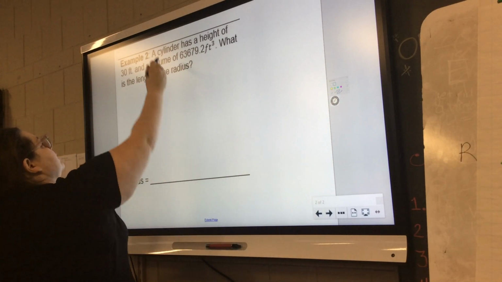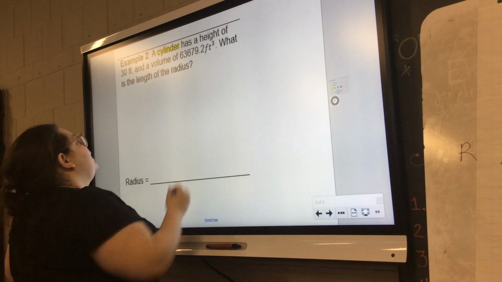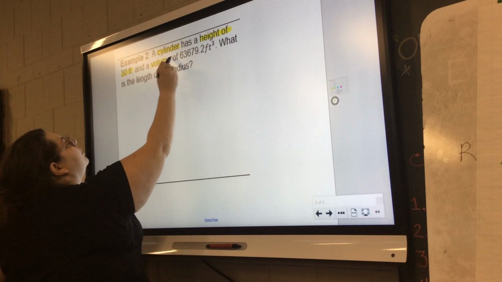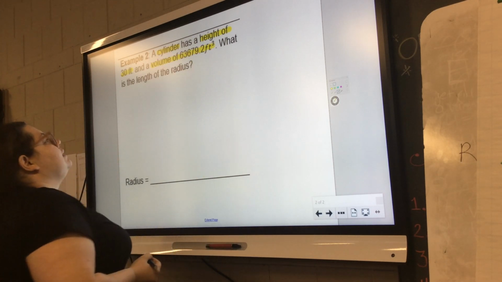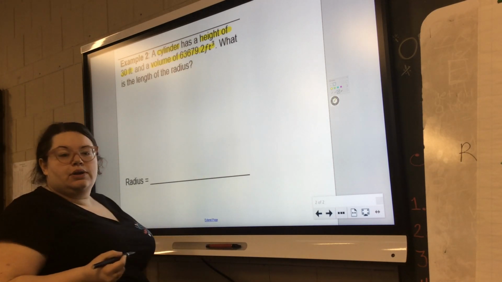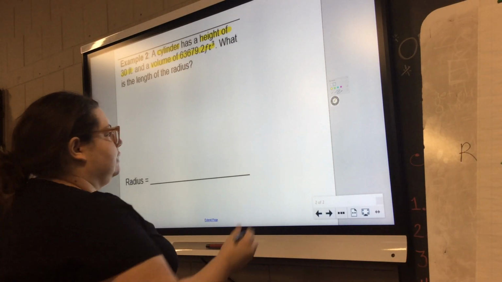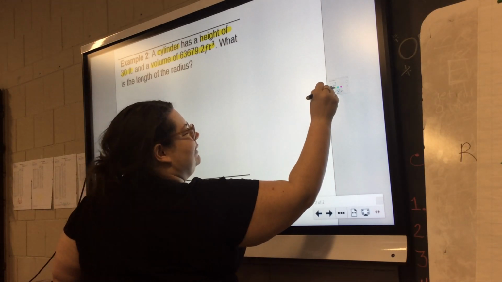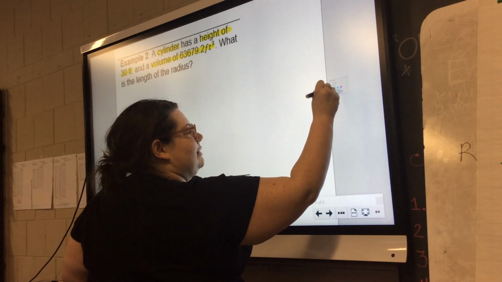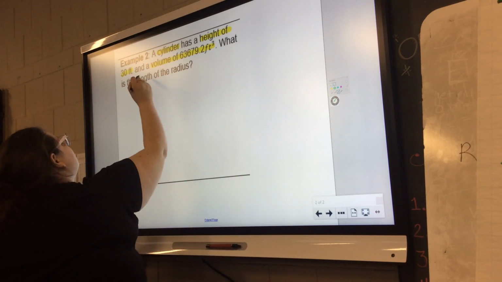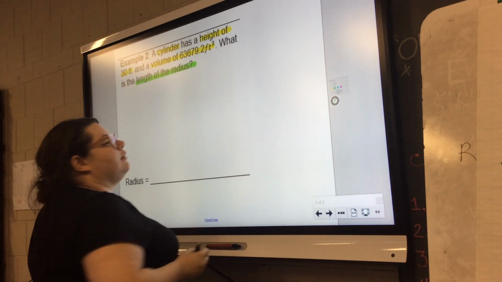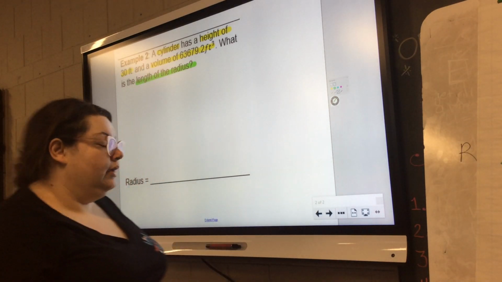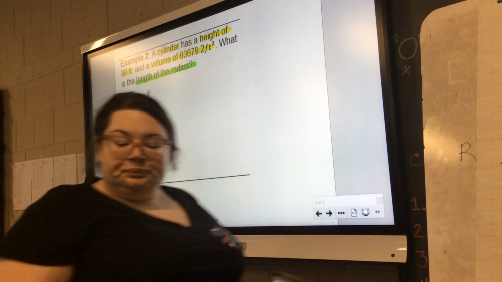A cylinder, that's pretty darn important, has a height of 30 feet and a volume of 63,679.2 cubic feet. What is the length of the radius? Now, I always highlight in a different color what the problem is asking me to do. So what is the length of the radius? The length of the radius is unknown, which means we will leave it as a variable. Variables represent the unknown.